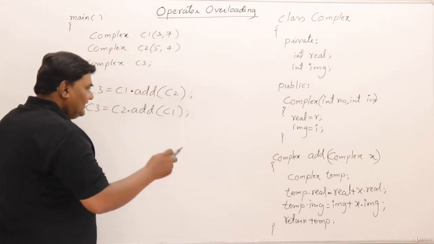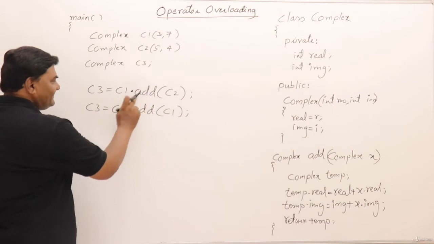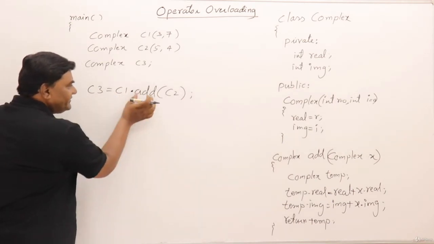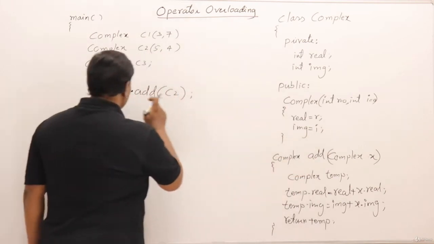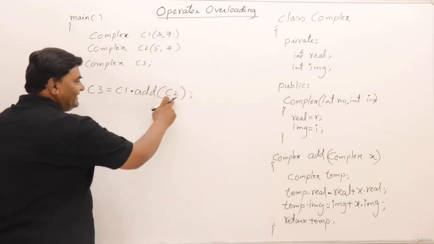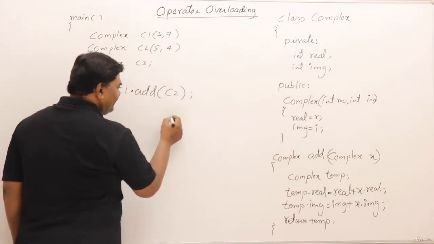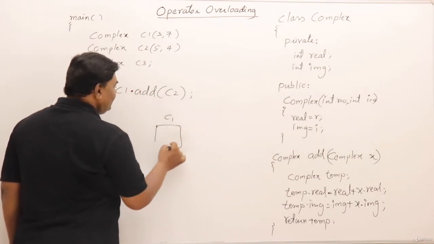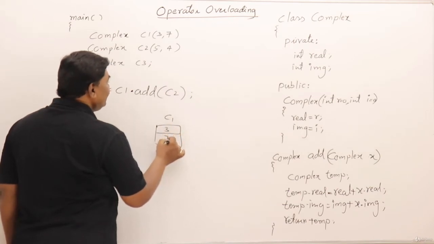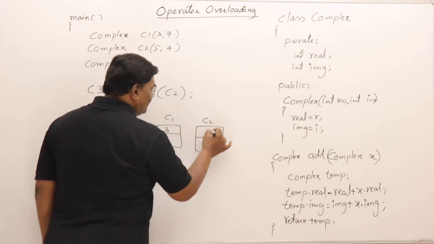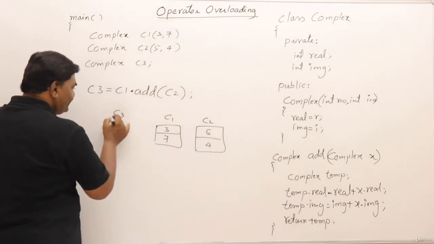See, when I call, let us take this example. I'll remove this example. C1 dot add C2. So this add function is called upon C1, and C2 is going as parameter. As we have three objects here, I will draw them. C1 is having 3 and 7. C2 is having 5 and 4. Now C3 is there, which is empty now.